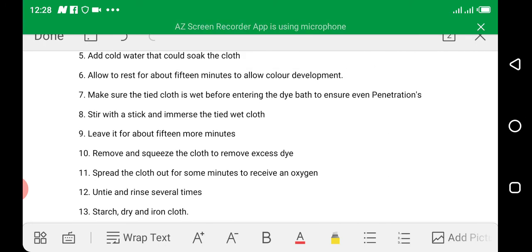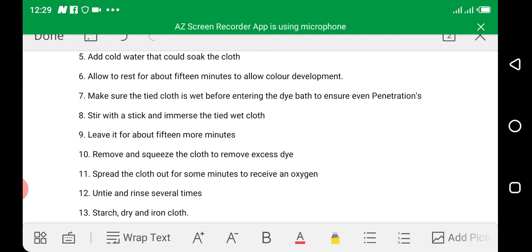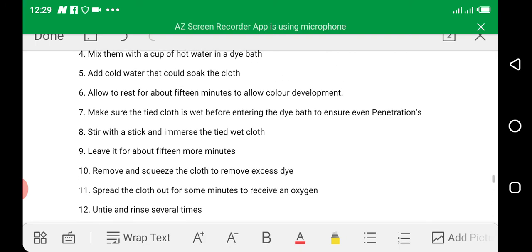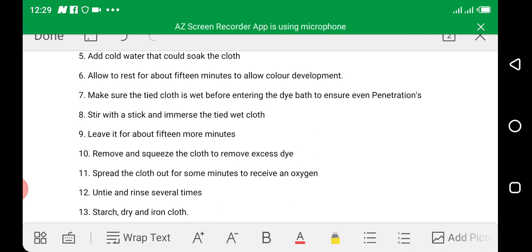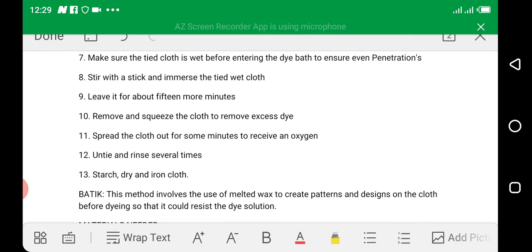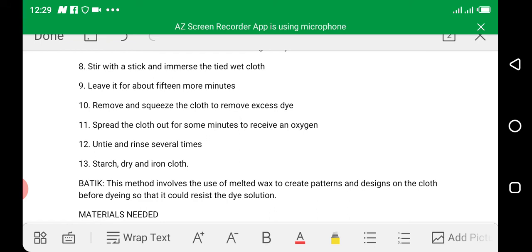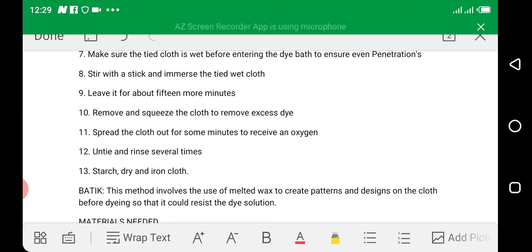Number 8, stir with a stick and immerse the tied wet cloth. That is, dip the fabric into the dye solution and stir it with a stick so that the dye solution can penetrate evenly. Leave it for another 15 more minutes. Remove and squeeze the cloth to remove excess dye. As much as you leave the fabric in the dye solution, it will have absorbed more than enough dye, so you squeeze it to remove the excessive part of the dye that had been absorbed.